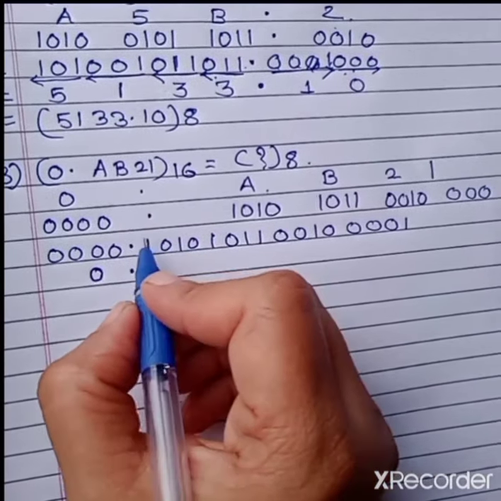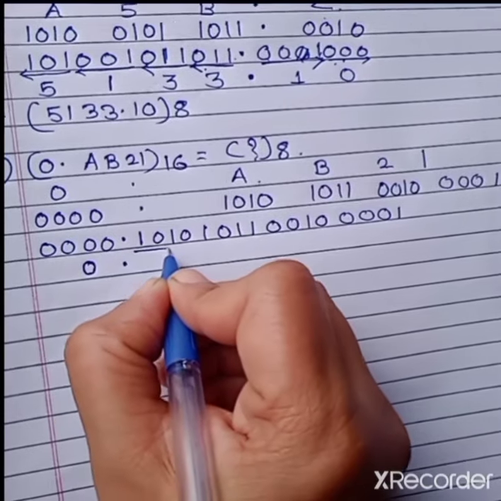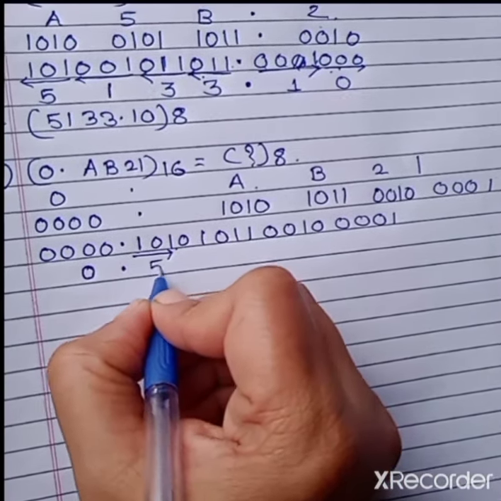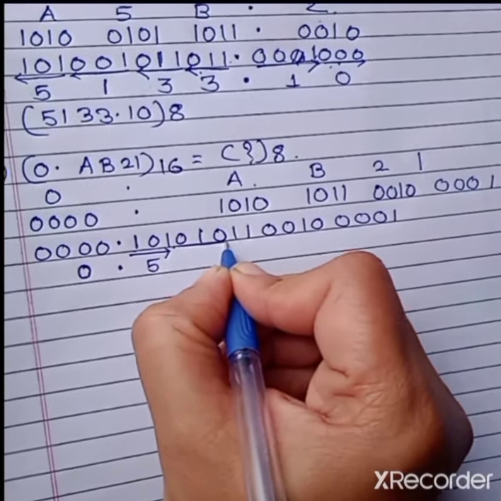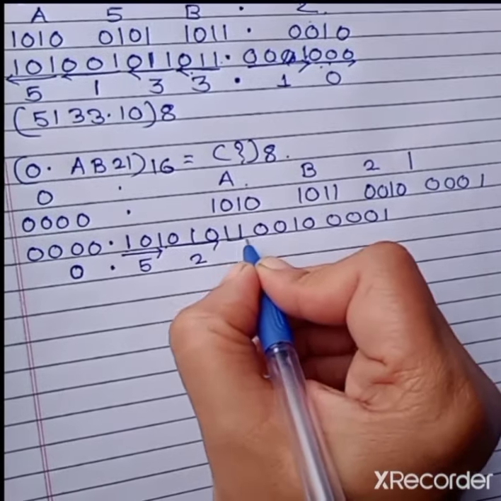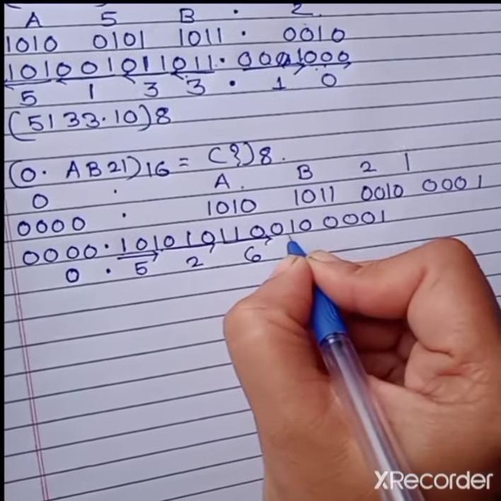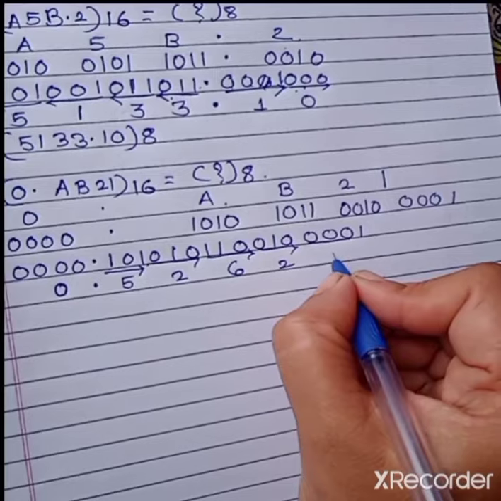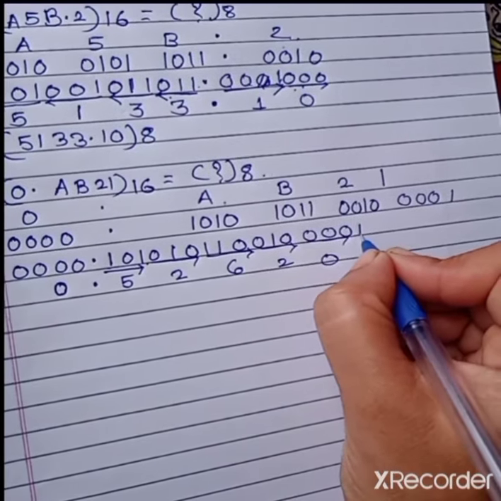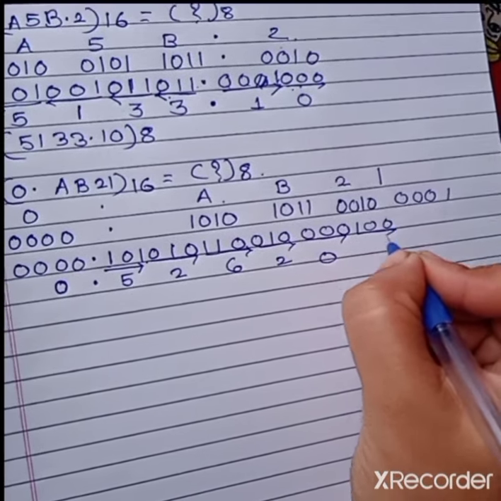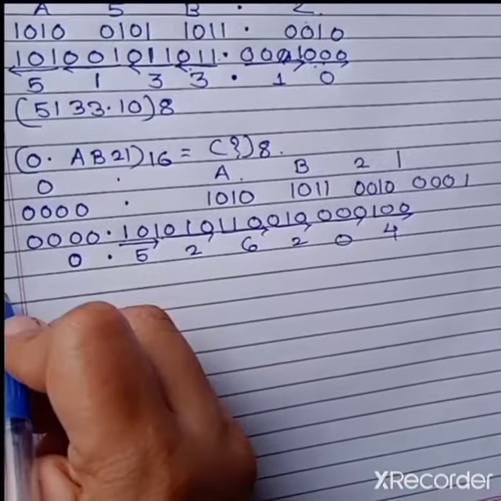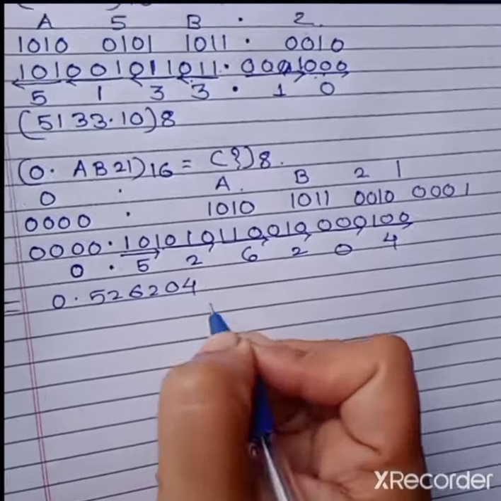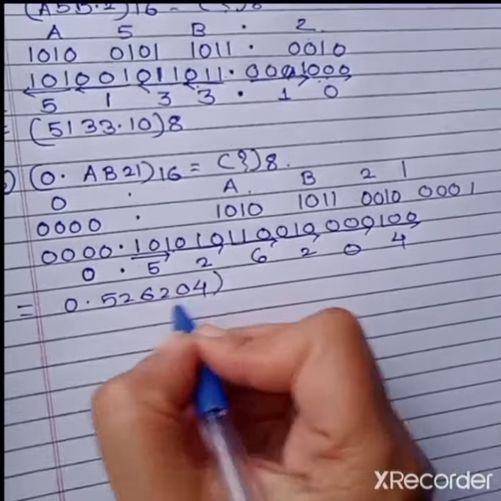So after the radix point, go left to right. This is your first group, 101, that is 5. Then 010, this is 2. Then 110, this is 6. 010, this is 2. This is 000 means 0. Here you have to add 2 zeros, so this is 4. So the final answer is 0.526204 to the base 8.